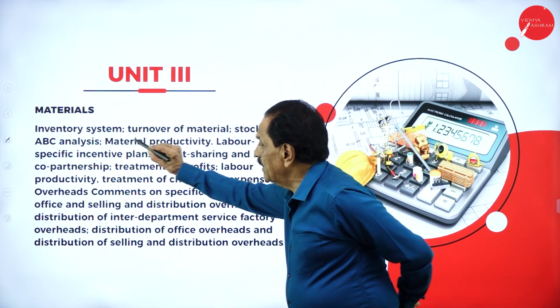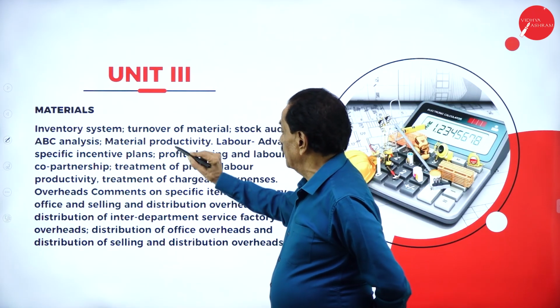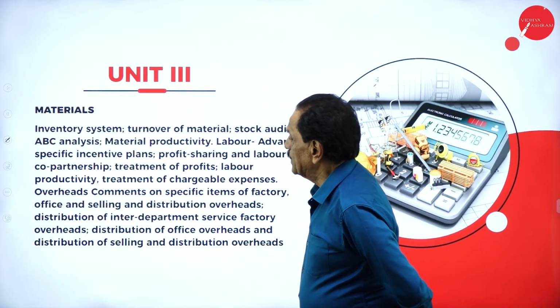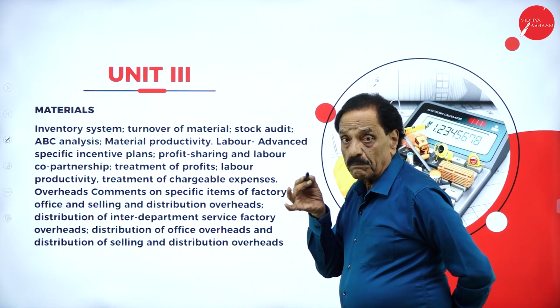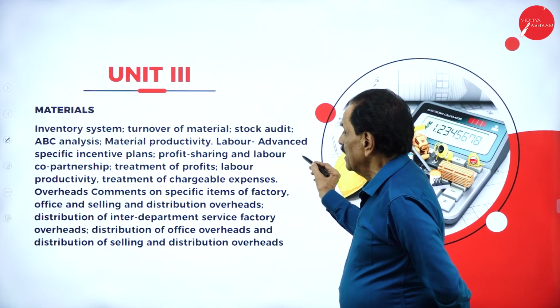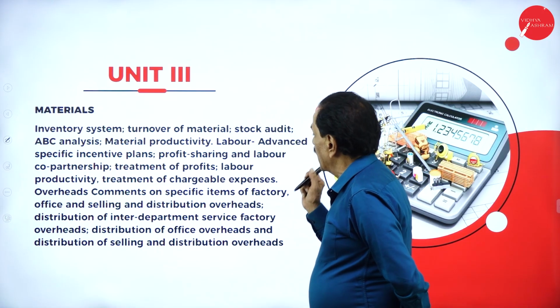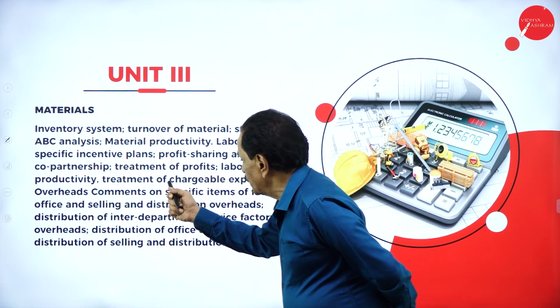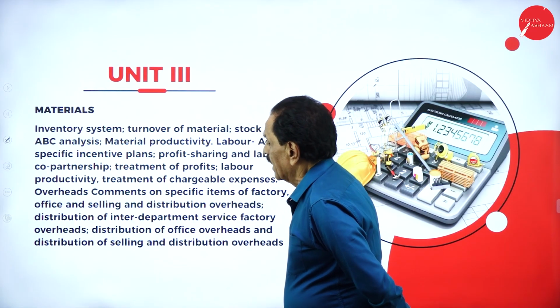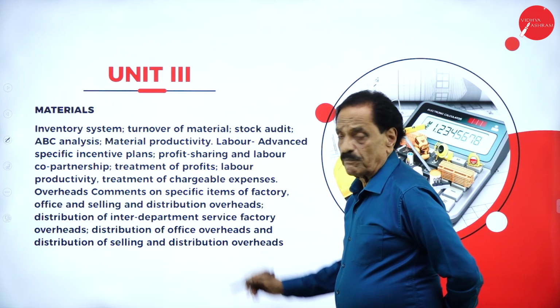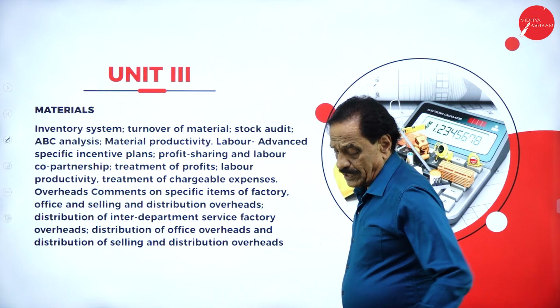So, inventory system, material system, turnover of material, stock audit, ABC analysis, material productivity, labor, advanced specific incentive plan, profit sharing and labor co-partnership, treatment of profit, labor productivity, treatment of chargeable expenses. So this is going to be asked here.